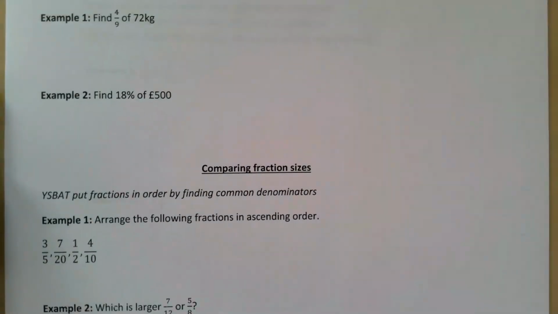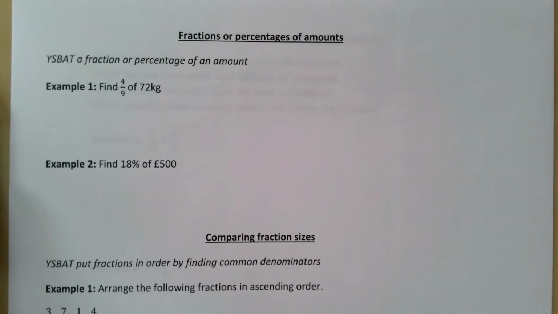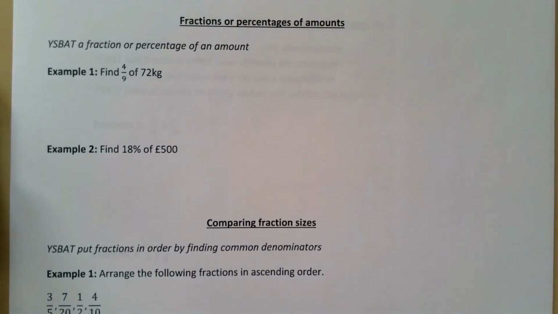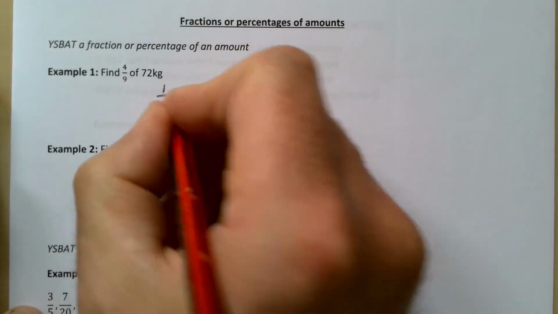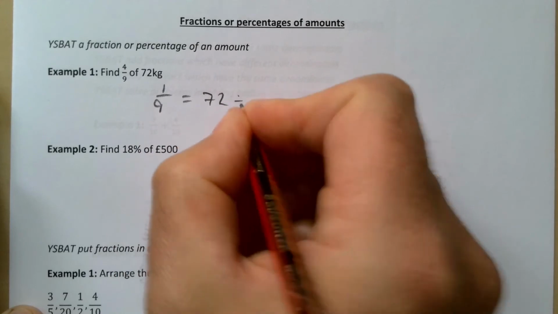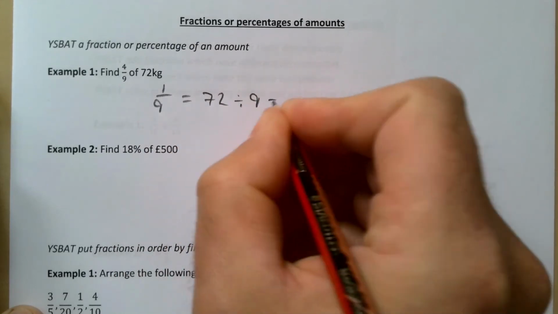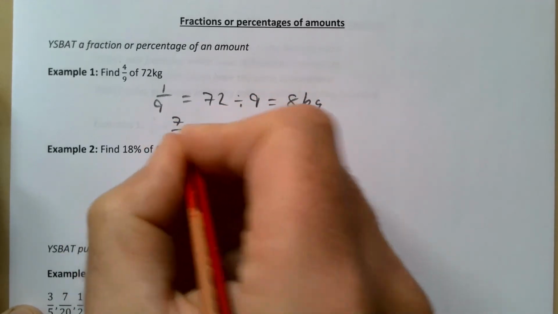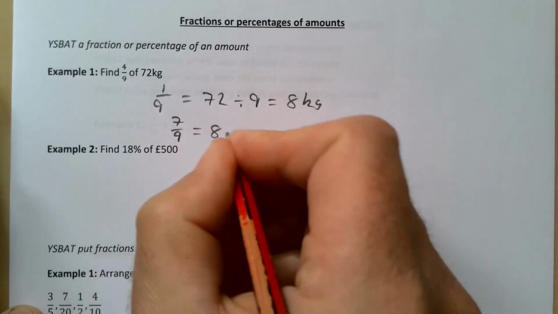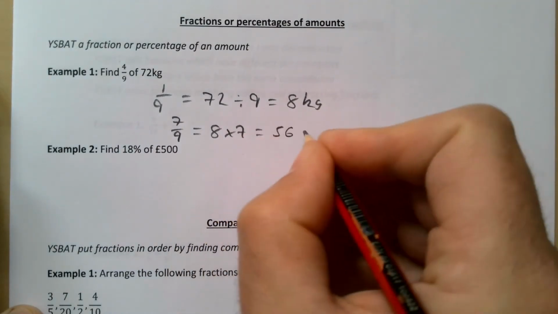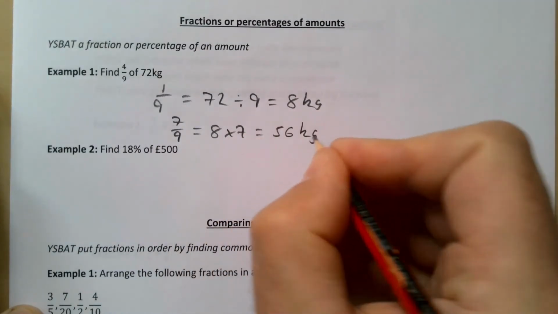On to our next bit then, fractions or percentages of amounts. Find 7/9 of 72 kilograms. I would always tend to go for 1/9 equals 72 divided by 9, which is going to be 8 kilograms. Therefore 7/9 is 8 times 7, which is 56 kilograms.